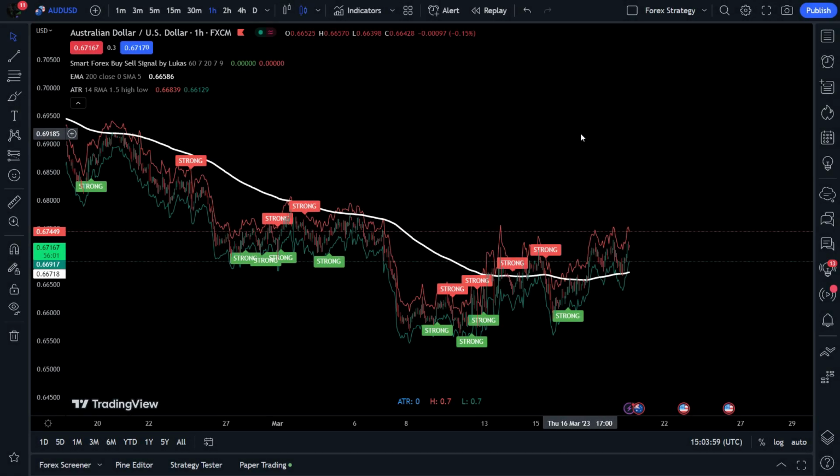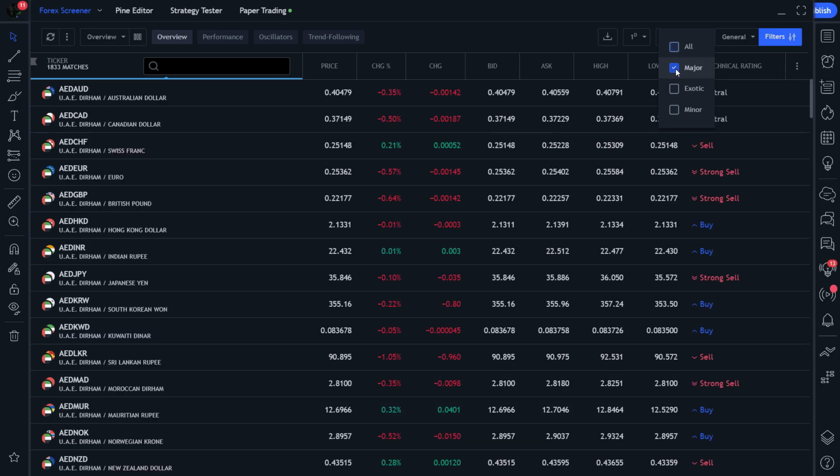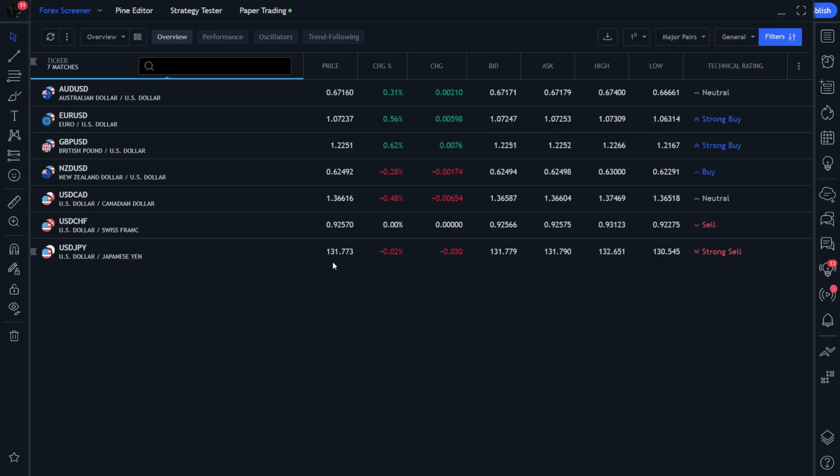If you are looking for products like this to trade, head over to the bottom left of your screen and click on Forex Screener. Once you are there, head over to the top right and switch your filter settings to major pairs only. Any of these products will be adequate to trade with this strategy.